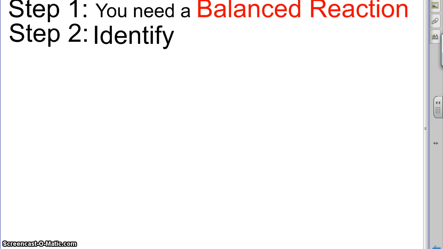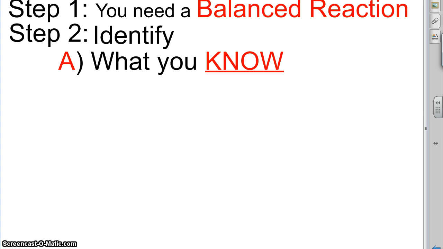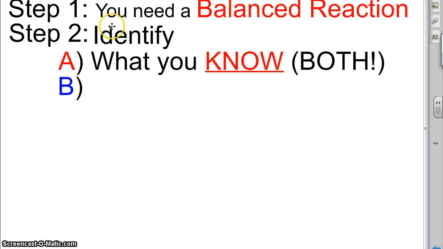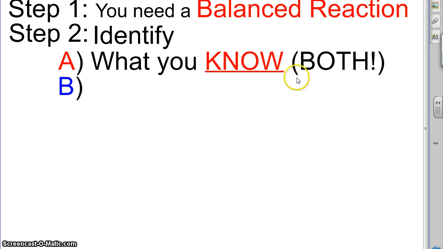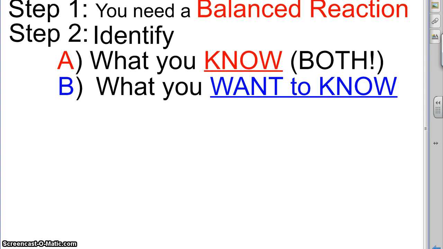So step 2, you have to identify A, what you know, and B, what you don't know. But whoa, wait. We know both. We have two different things that we know. We have to identify both of them, and both of them are going to be labeled A now. We'll get to the example in a moment. B doesn't change. B is still what you want to know.